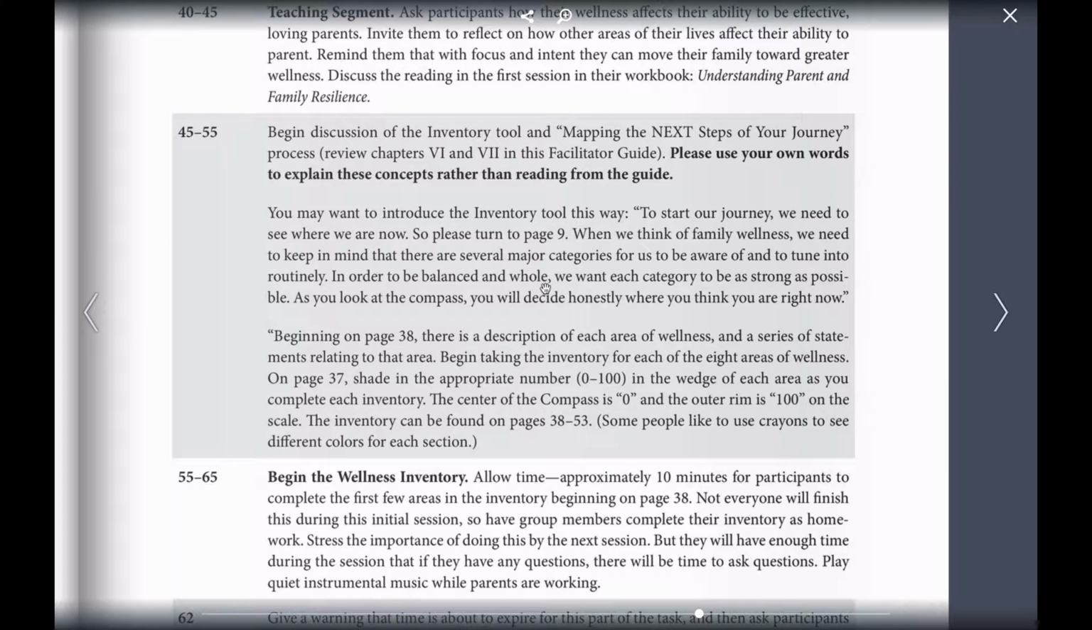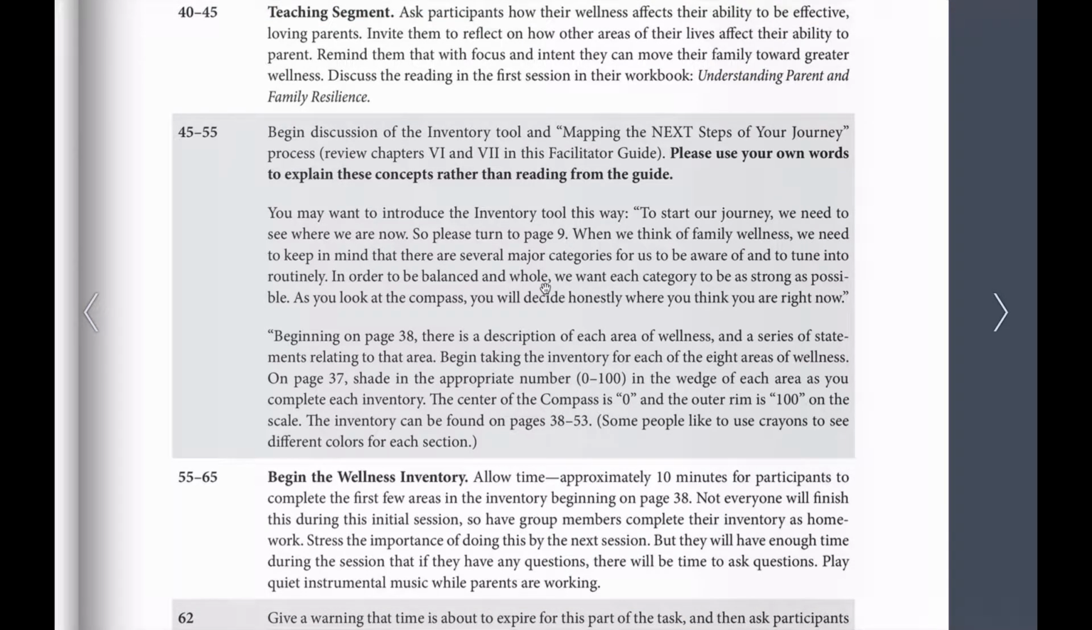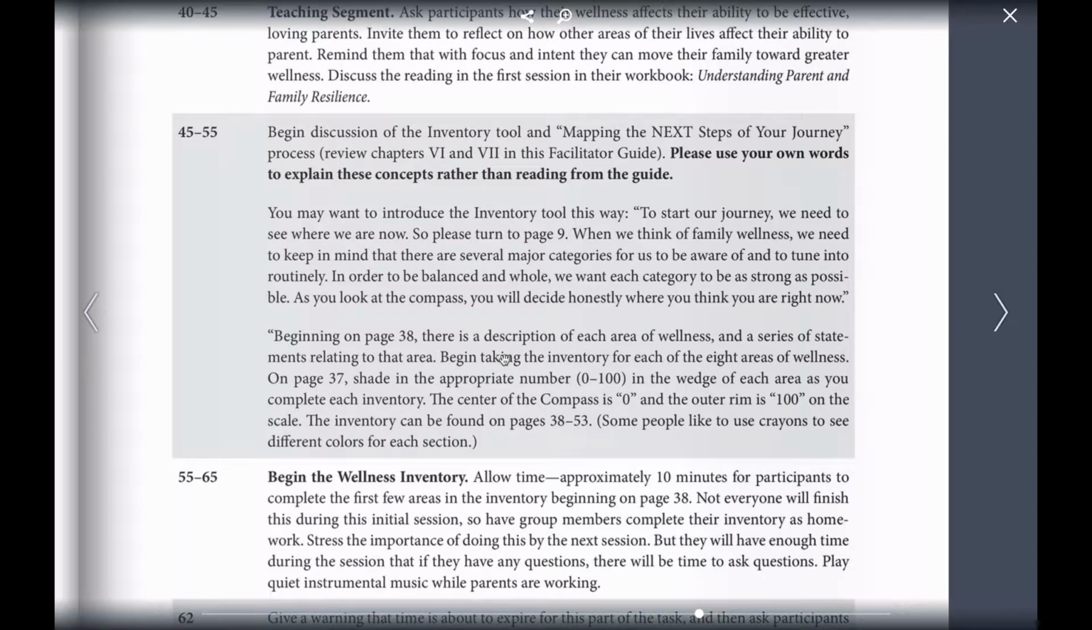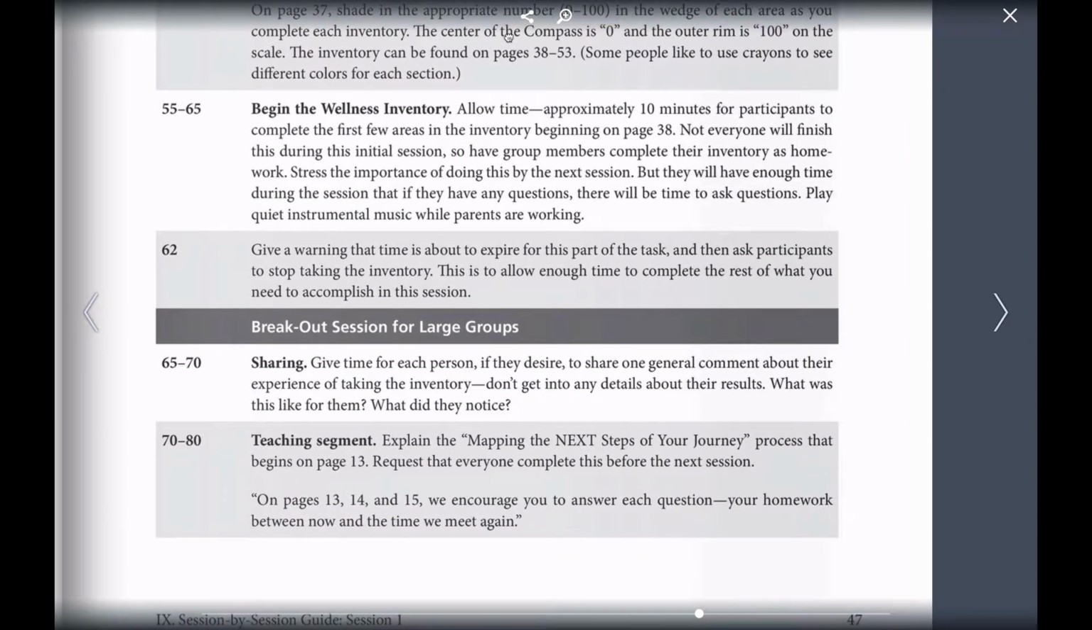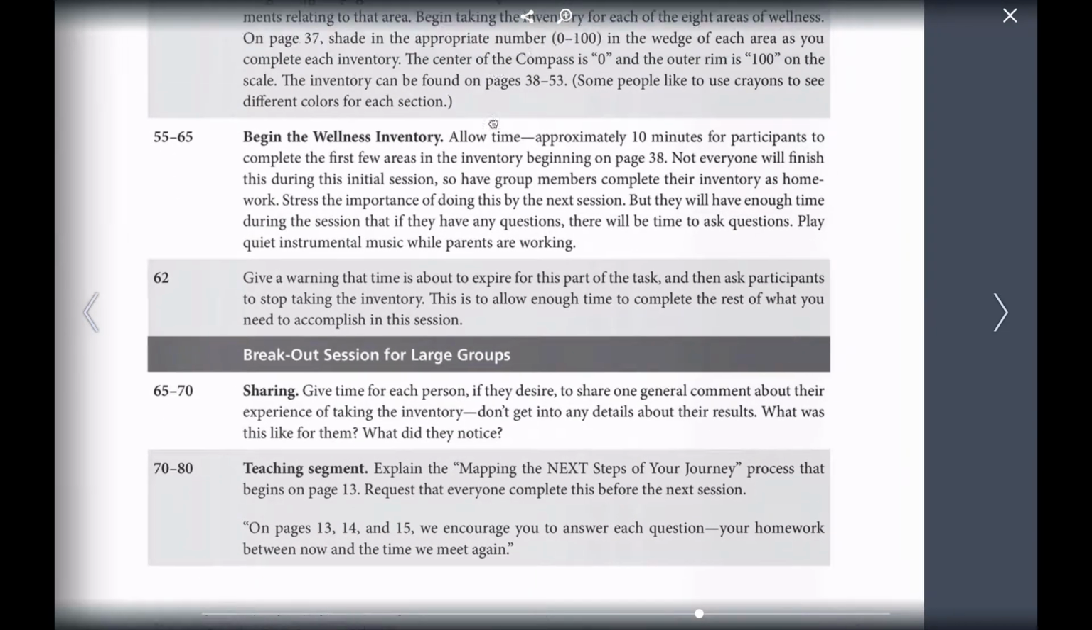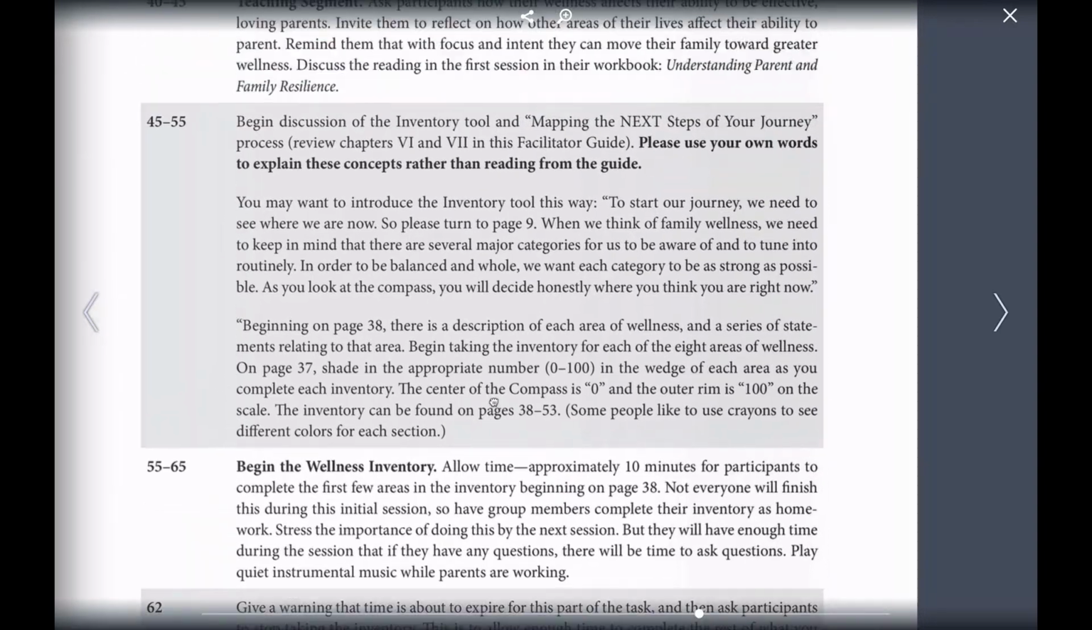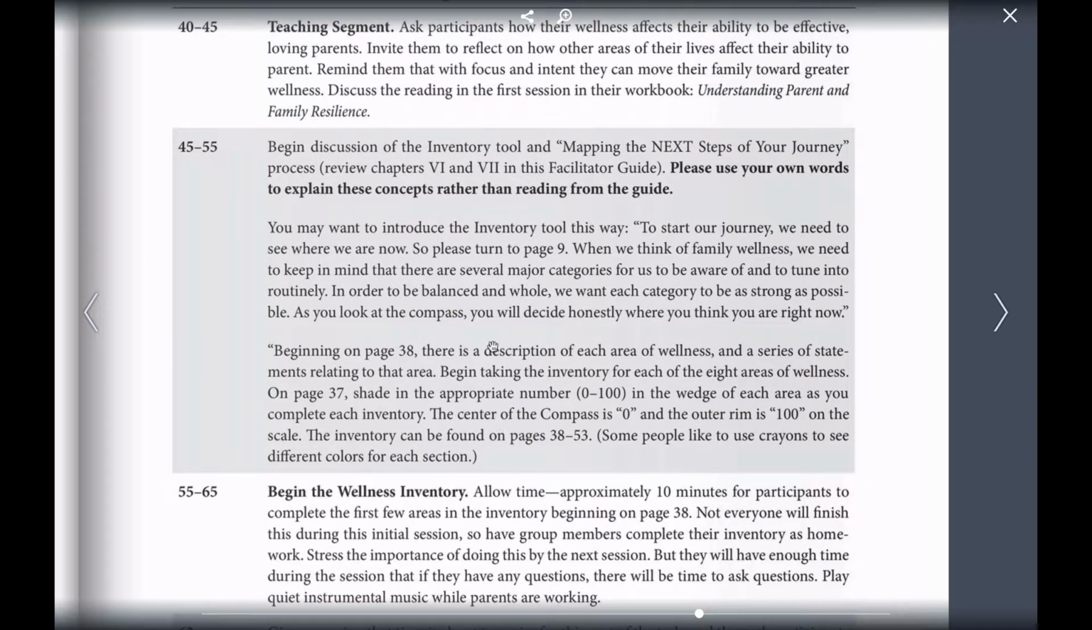And so the ideal in the second half of the session is if you can have them complete the inventory and then introduce them to mapping the next steps of your journey, which is their homework to be completed between session 1 and session 2. This will all make sense in just a moment. And then actually, sometimes they could even start doing it in session 1. So if you can't do all that, that's kind of what we have in here.